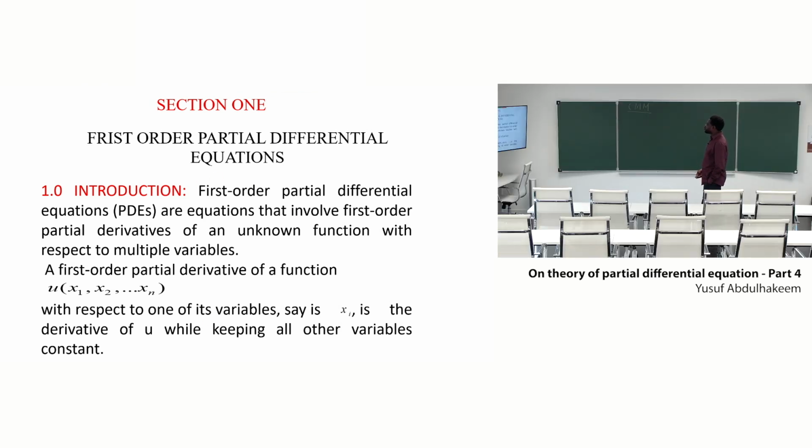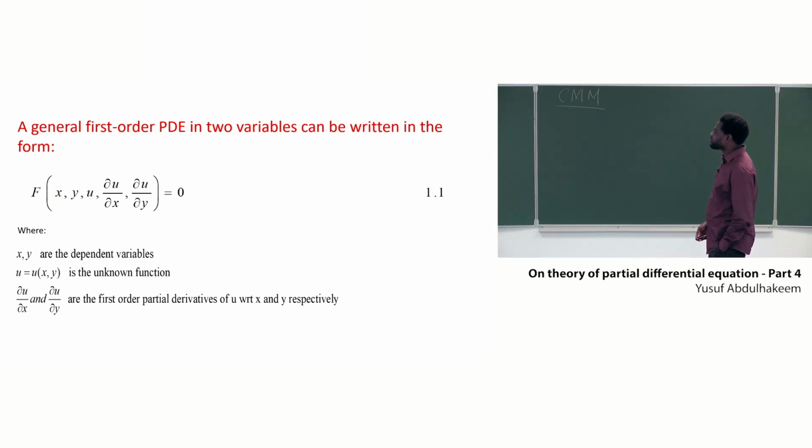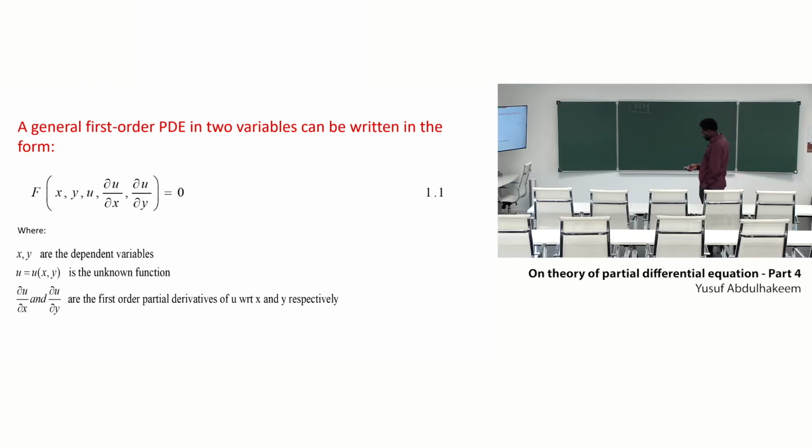And then we moved further to talk about the general form of first order PDE in two independent variables x and y, with u as the unknown function, and u x and u y as the first order partial derivatives of u with respect to x and y.